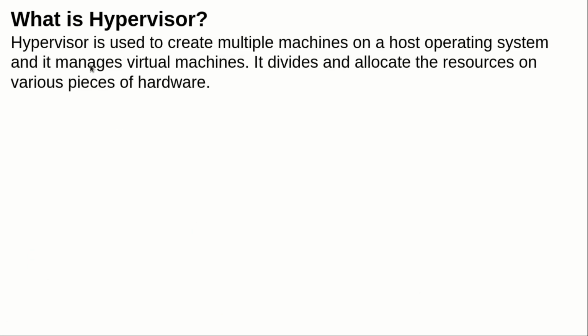The hypervisor is used to create multiple machines. It will create multiple machines on a host operating system, and it manages virtual machines. It will divide and allocate the resources on various pieces of hardware. So the first job is to create multiple machines, and the next is to allocate the resources.